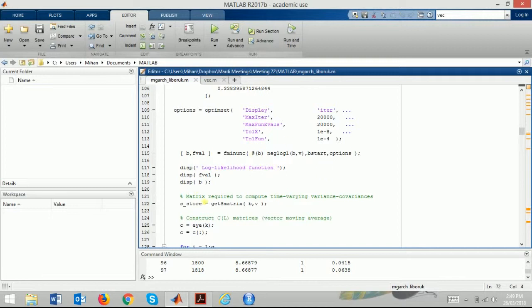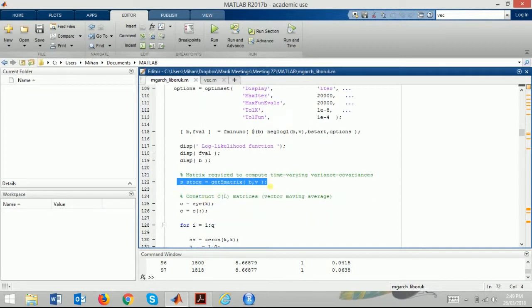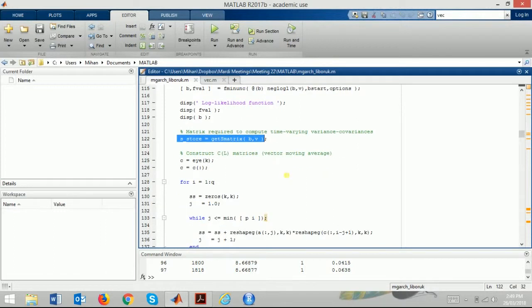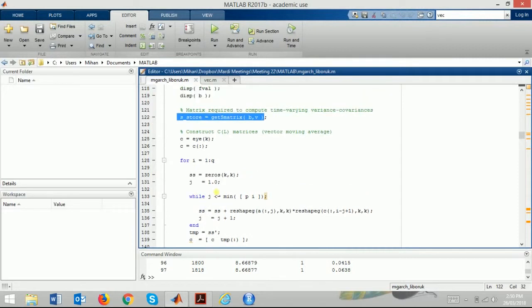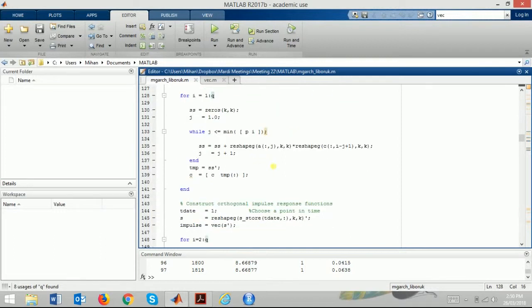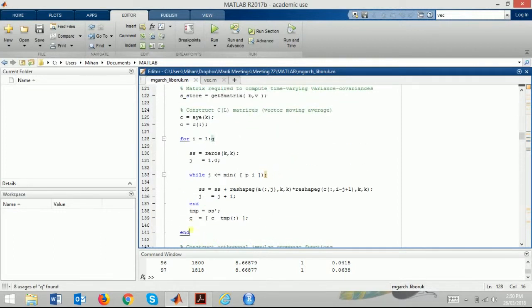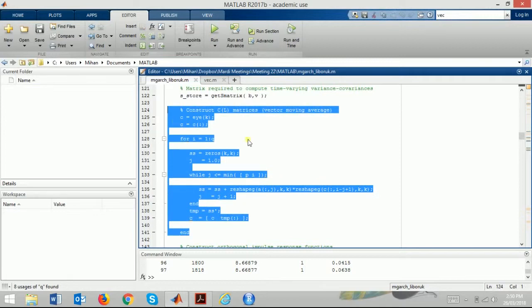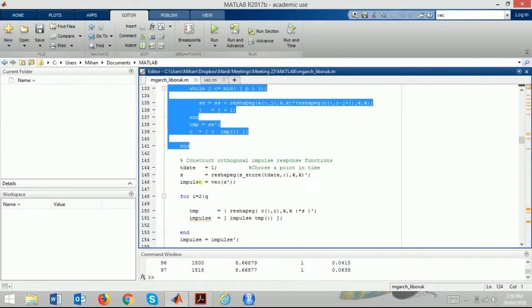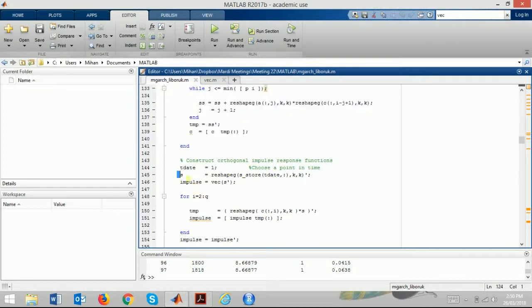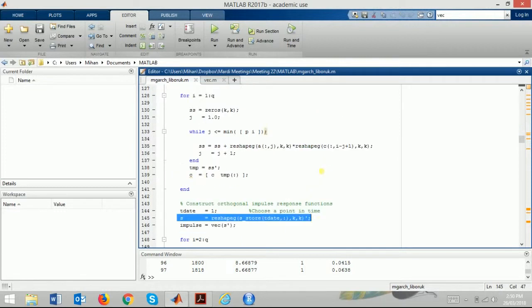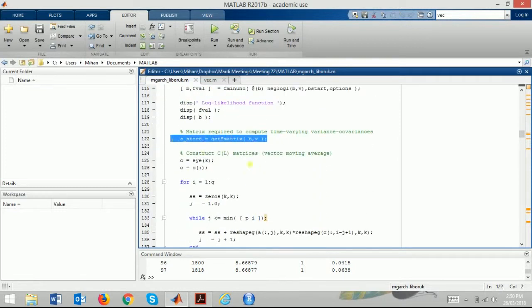Beta naught is estimated with optimization. Then with beta naught and V, we get S. We are going to use S this time. Now the vector moving average is estimated with the given S store. Where is S store being used? Okay, now this is moving average parameter estimation. Construct orthogonalized impulse response. Now S is reshaped, S store, which is the matrix with B and V.